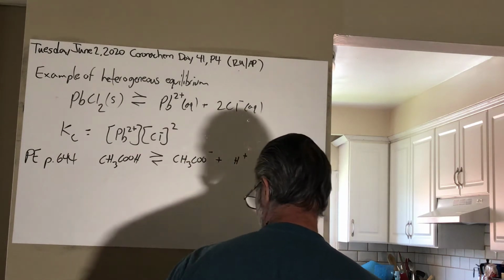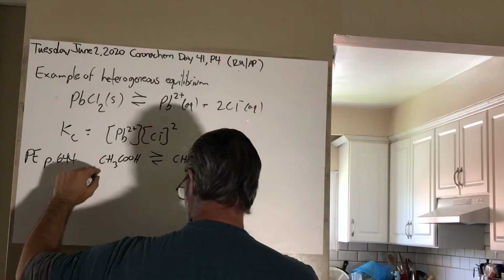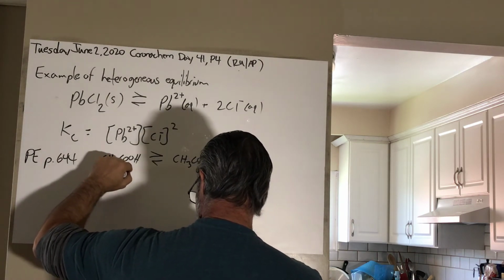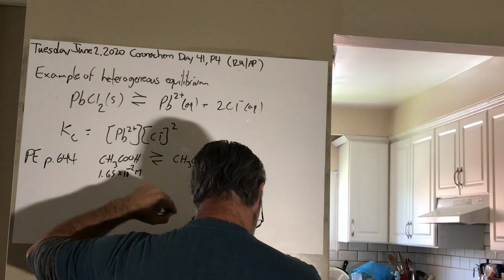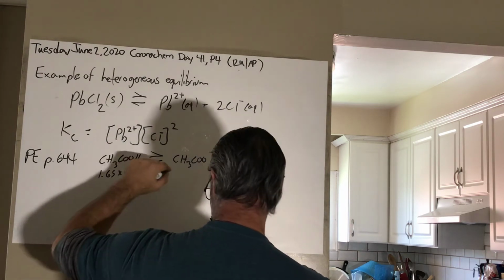This is what you get when acetic acid dissociates. They're telling you the concentrations are 1.65 times 10 to the minus 2 molar. The acetate anion is 5.44 times 10 to the minus 4.